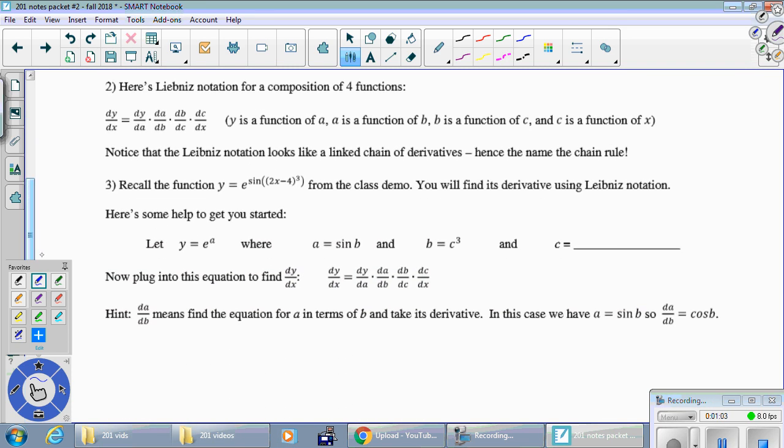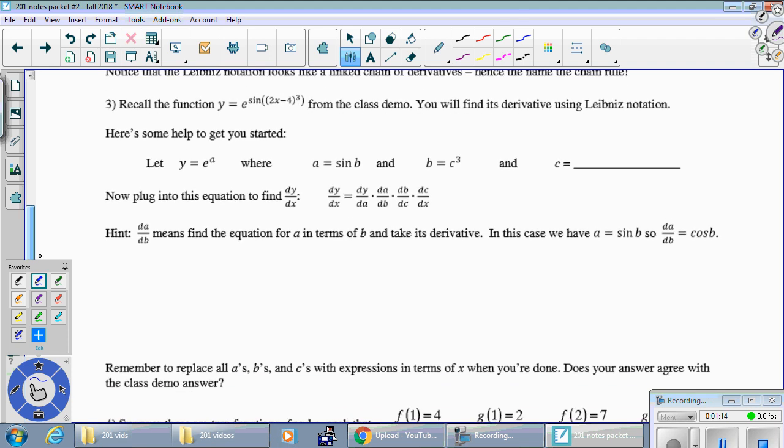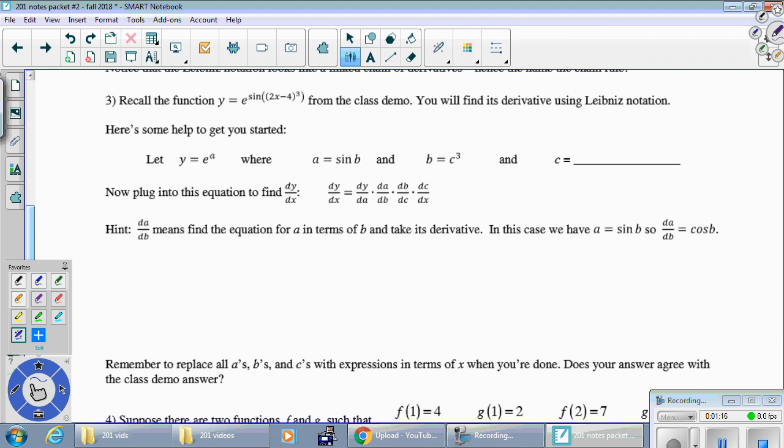Okay, number 2 talks about Leibniz notation. Pause the video and read through that. Number 3, recall the function e to the all of that stuff from the class demo. We're going to find its derivative using Leibniz notation. So we are going to break down this function into its component pieces, thinking about composition. So I'm just going to fill in the blank over there.